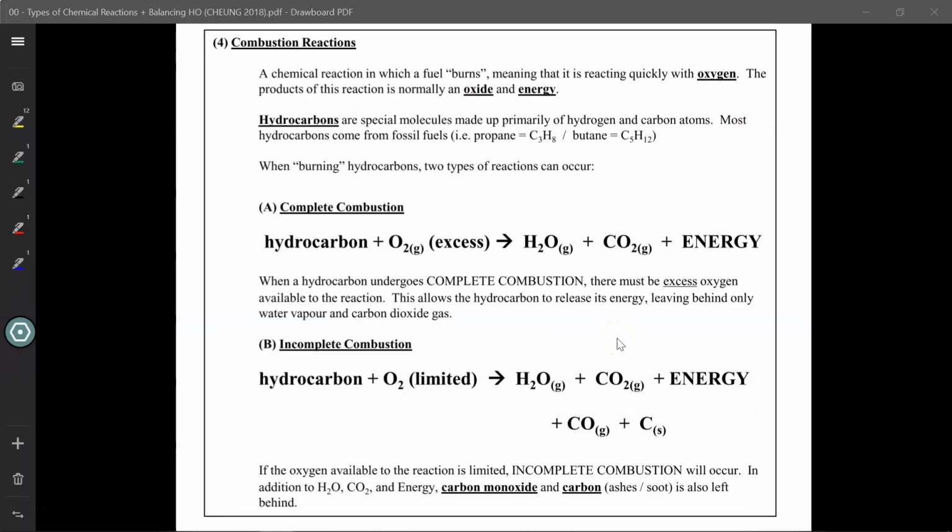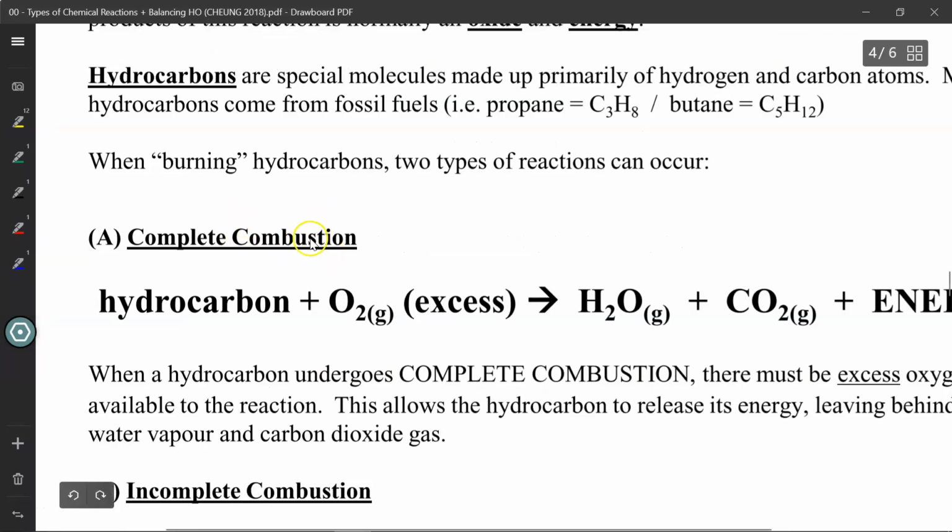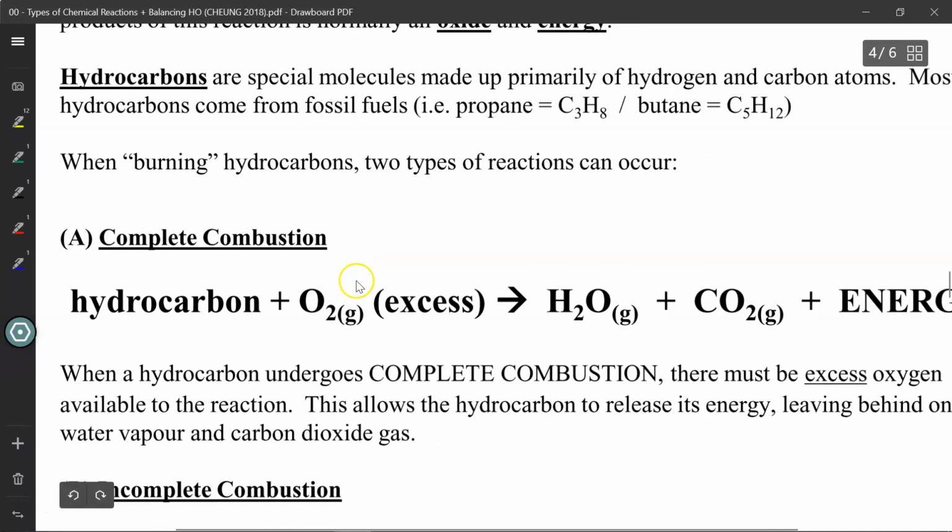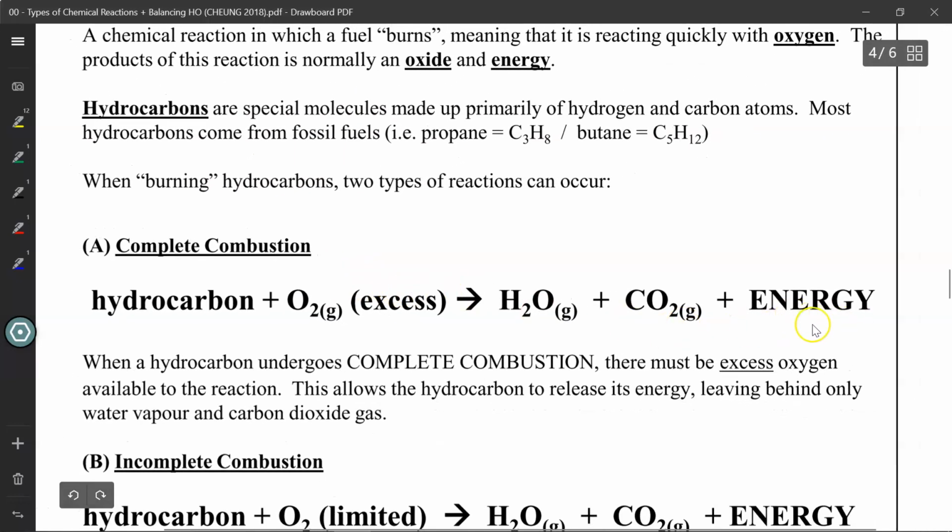Alright, so the last reaction we're going to learn about is the combustion reaction, of which there are two types: complete combustion and incomplete combustion. The word combustion means to burn, while hydrocarbon refers to a special type of molecule, one that contains hydrogen and carbon. These are typically fossil fuels like gasoline, octane, or natural gas, propane, butane, methane. We burn these fossil fuels for the energy they release. Well, that's the whole point of a combustion reaction, to release energy.